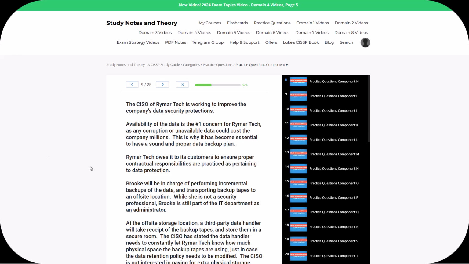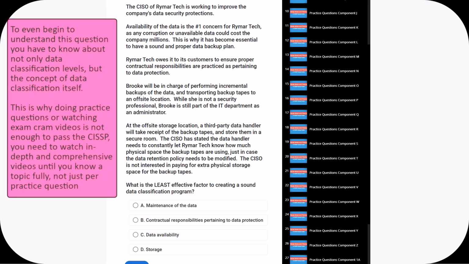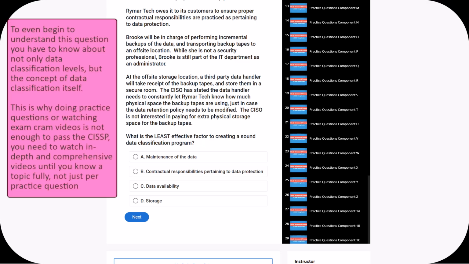The CISO Brower test is working to improve the company's data security function. Again, I'm not going to read it. You guys can pause and read it. I'm just going to skim through it. Broker will be in charge of... oh, okay, so it's talking about incremental backups, offsite storage. What is the least effective factor to creating a sound data classification program? Okay.